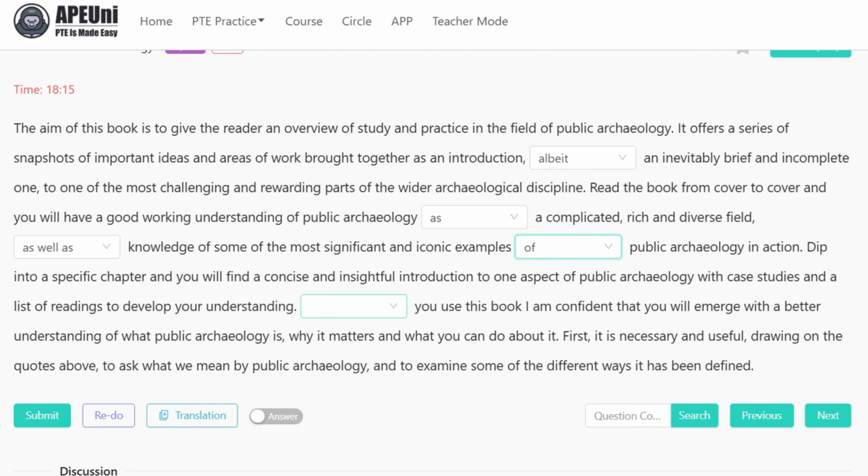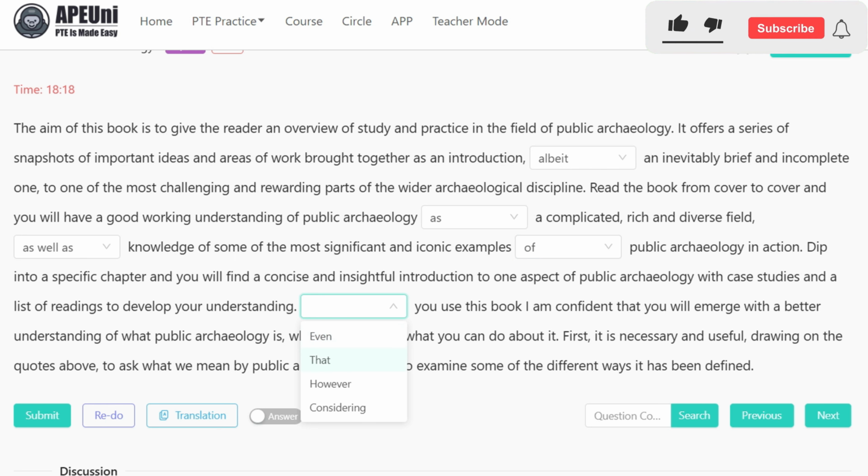Last blank of this paragraph has options: even, that, however, considering. Let's try to understand the meanings. Even suggests emphasis or contrast, but does not introduce opposition effectively, right? Even the most experienced athletes make mistakes. She continued working even though she was tired. Not a right option here. Let's move to the next one. That introduces defining clauses but is not suited for introducing contrast. The book that I borrowed was fascinating.